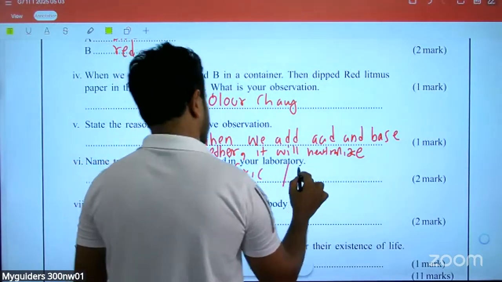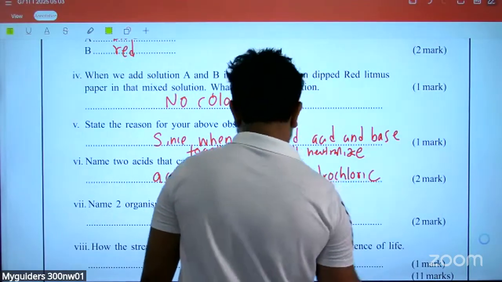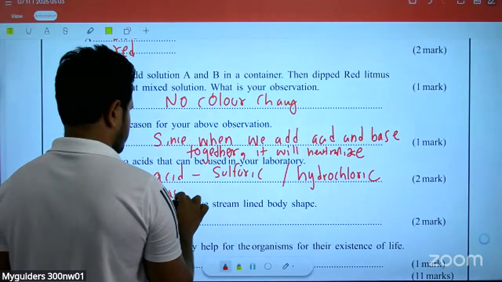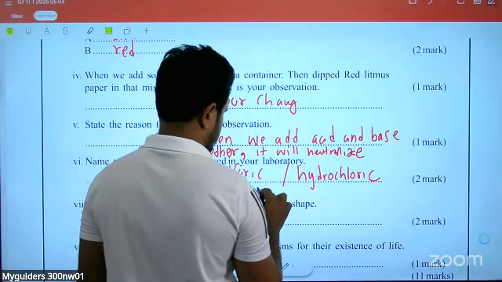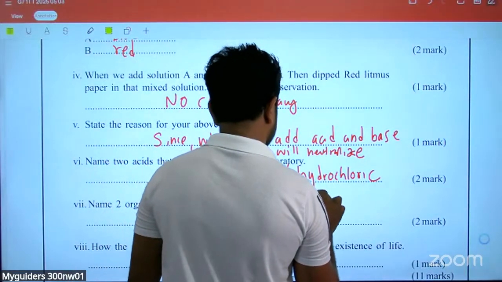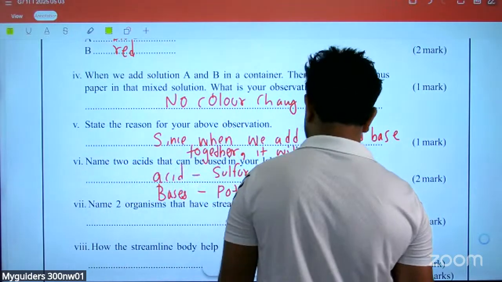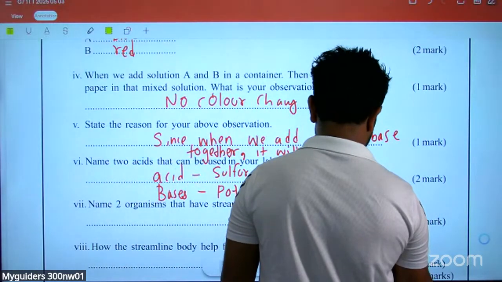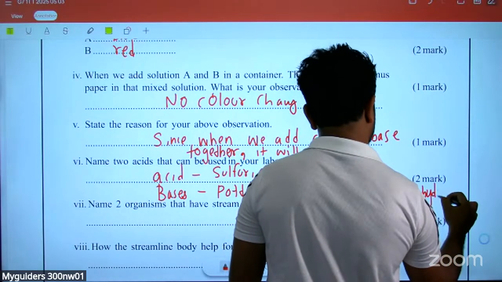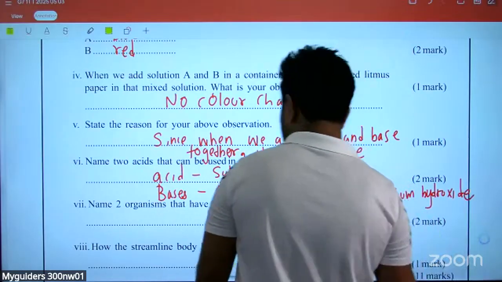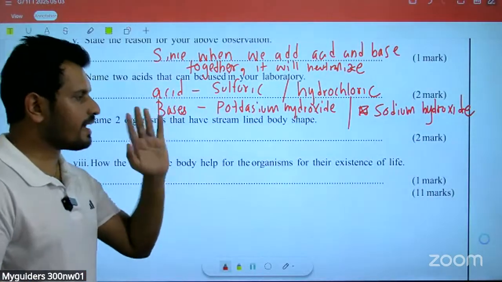Sulfuric, hydrochloric. Bases: potassium hydroxide, sodium hydroxide. Next one, name 2 organisms that have streamlined body shape.